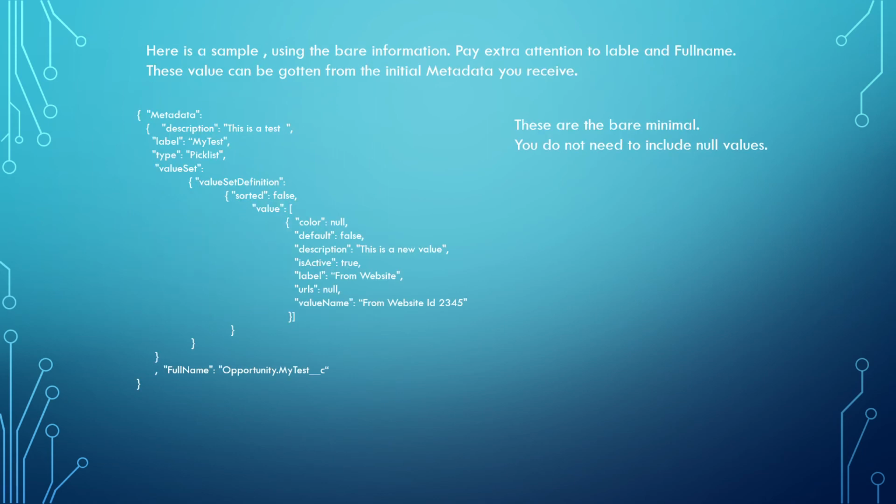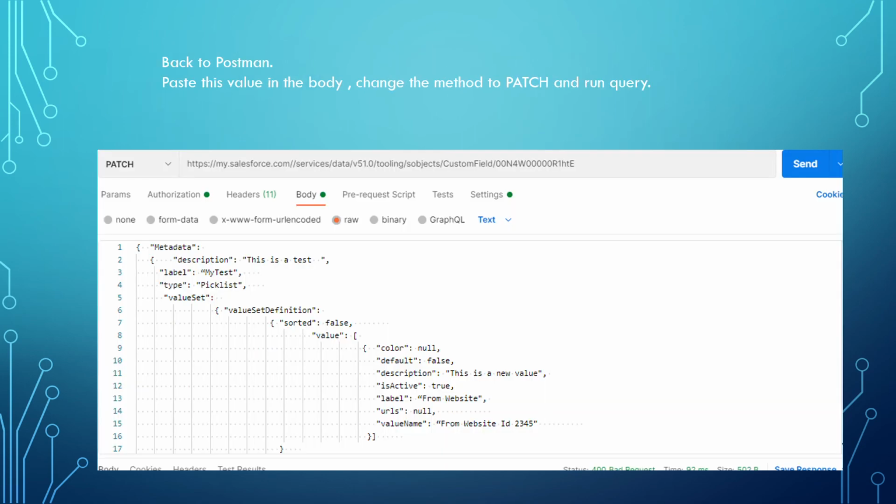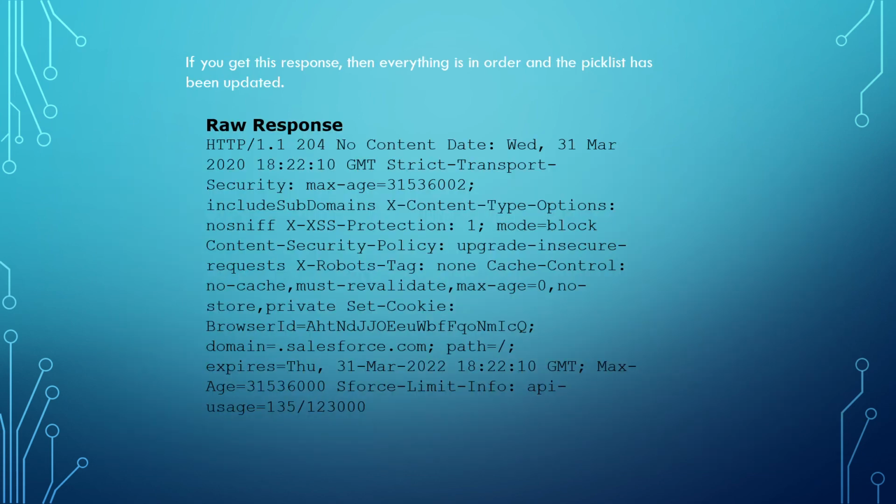Once you have the metadata file created, you are now ready to update Salesforce. Please pay attention to the full name value and the label value. These cannot be empty. Copy the entire metadata into the body section of Postman. Using the same URL, change the method to patch. And click send. If the metadata has been constructed properly, you will get this response. If the metadata has an error, then you will get an error which will detail where the fault lies. Since the metadata is a JSON file, it is good practice to test the file before pasting it in the body section.